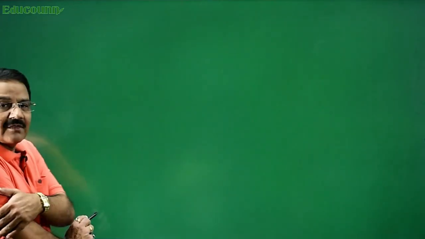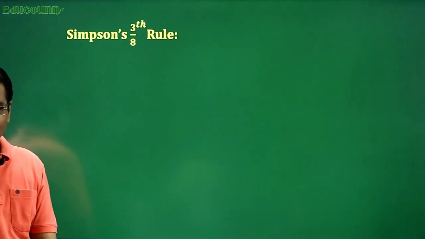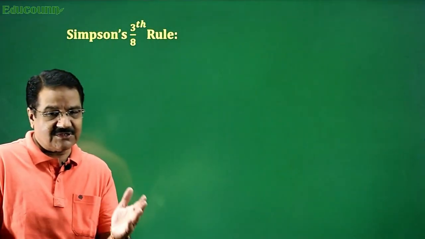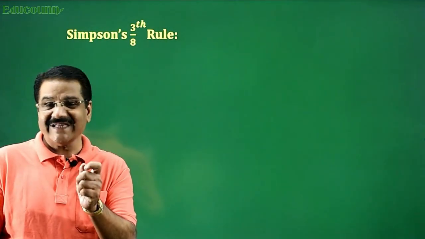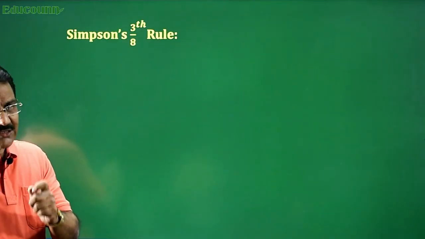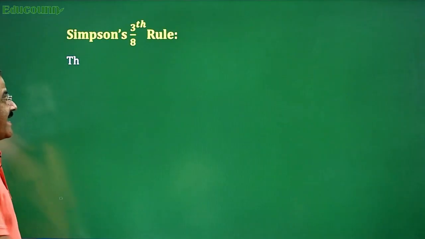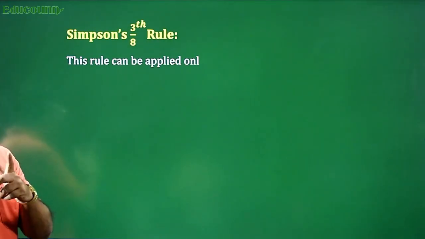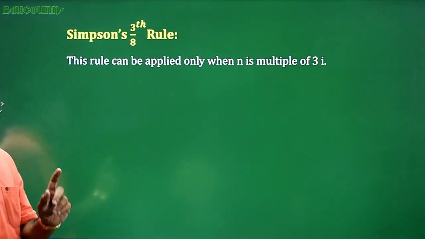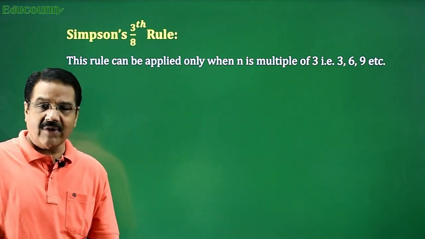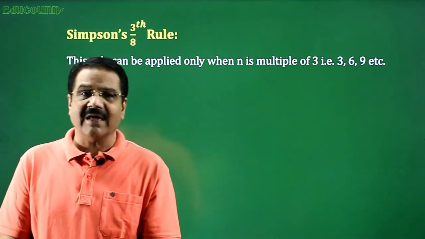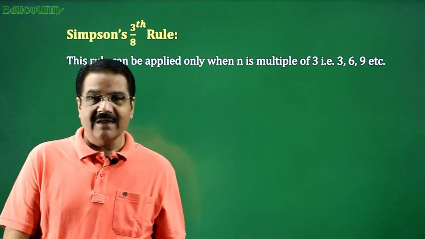Now let us go for the third rule, that is Simpson's 3/8 rule. Here we can see that in Simpson's 1/3 rule there was h by 3. Now in the case of Simpson's 3/8 rule, you will find 3/8 outside the bracket along with h. Again, this is quite an accurate rule.